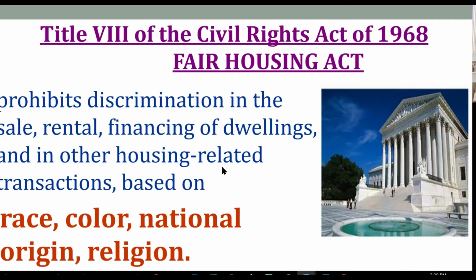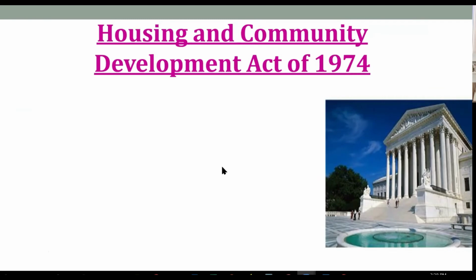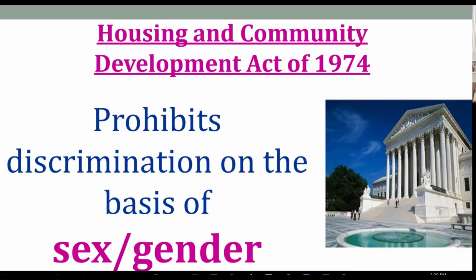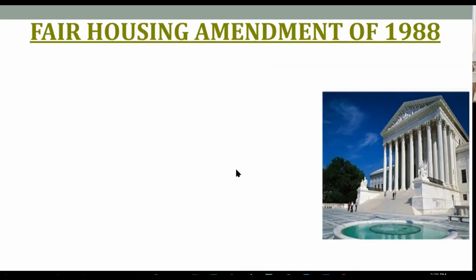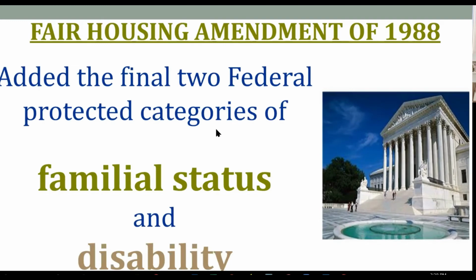74 is the women's movement, the Women's March, happening in the 70s. So 74 is when we have no discrimination based on sex. And then we have 88, familial status and disability. When it comes to familial status, there are developments that are able to discriminate based on familial status. There are 2 categories.